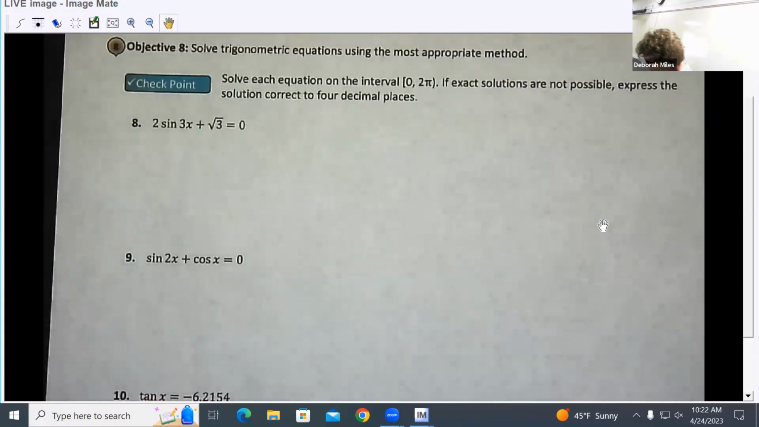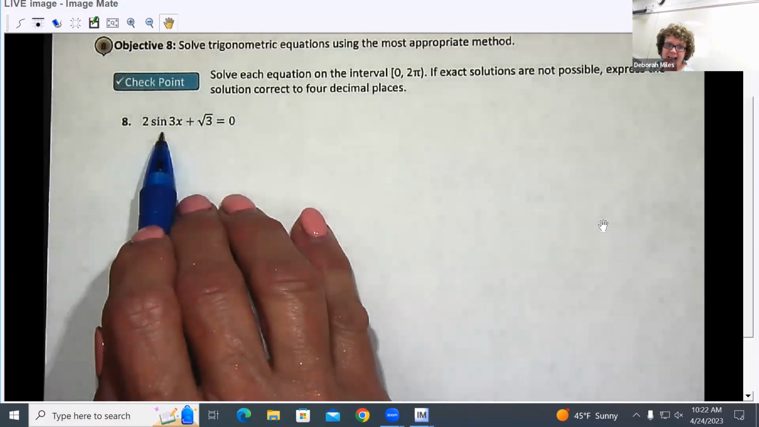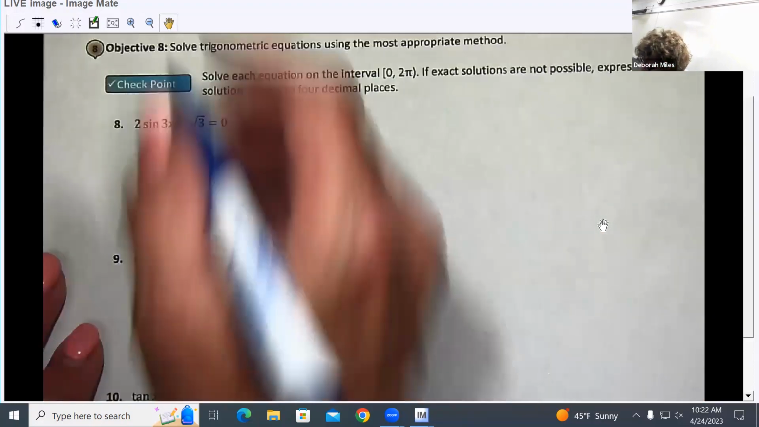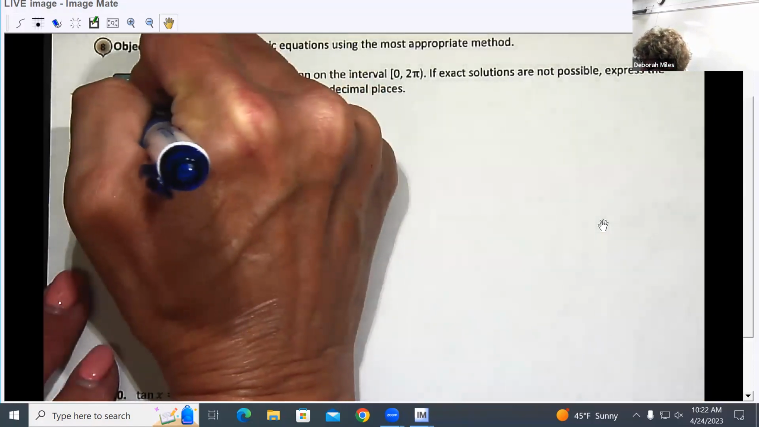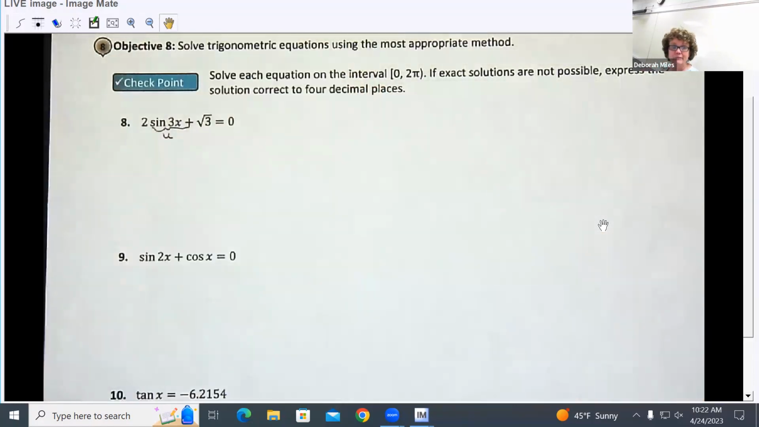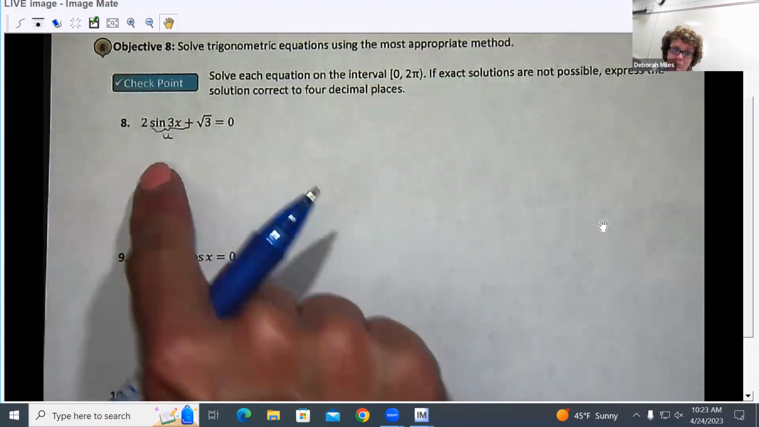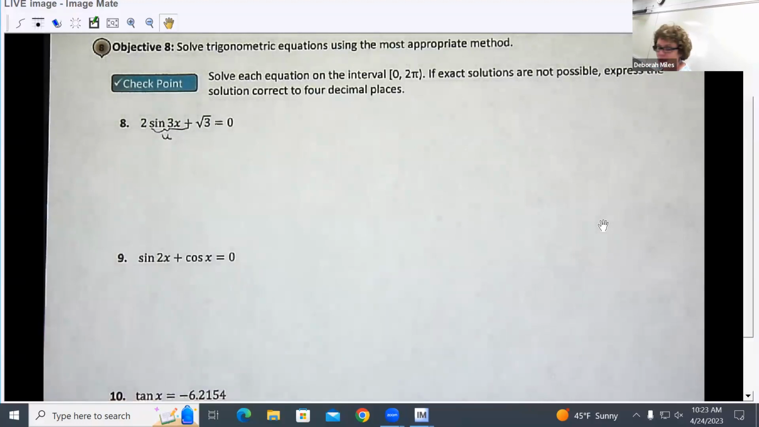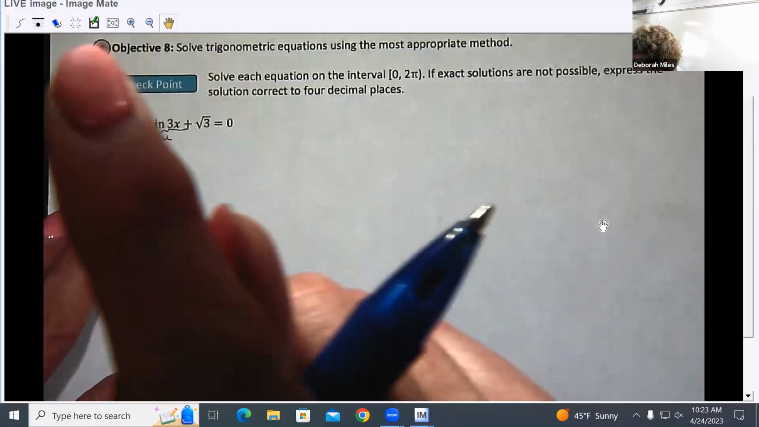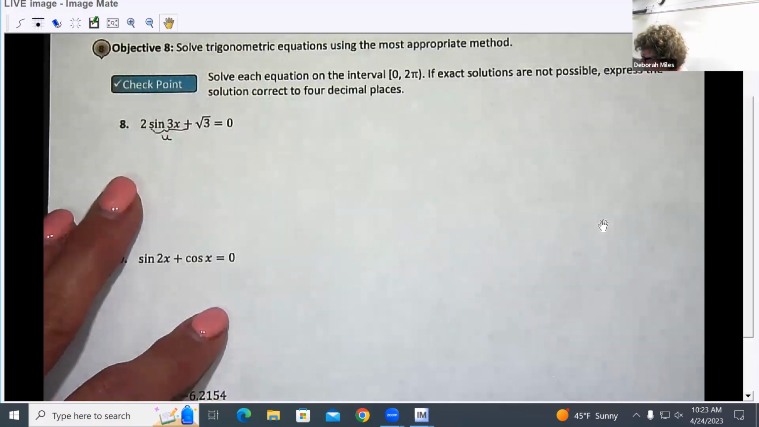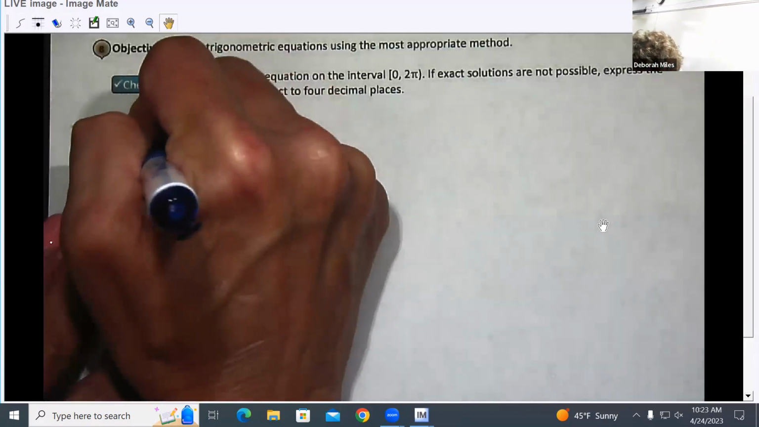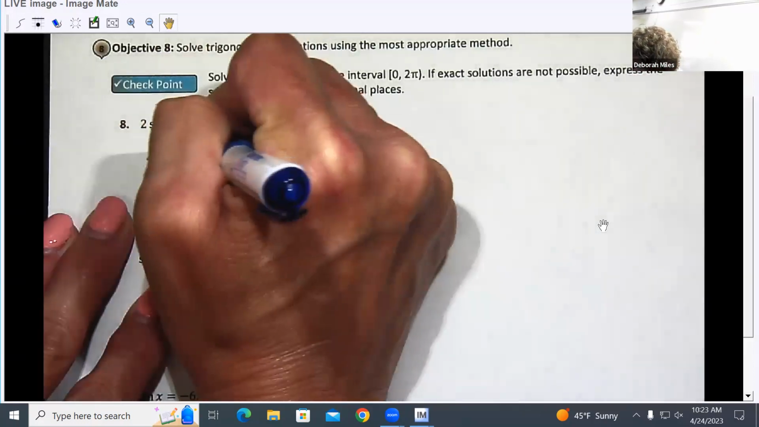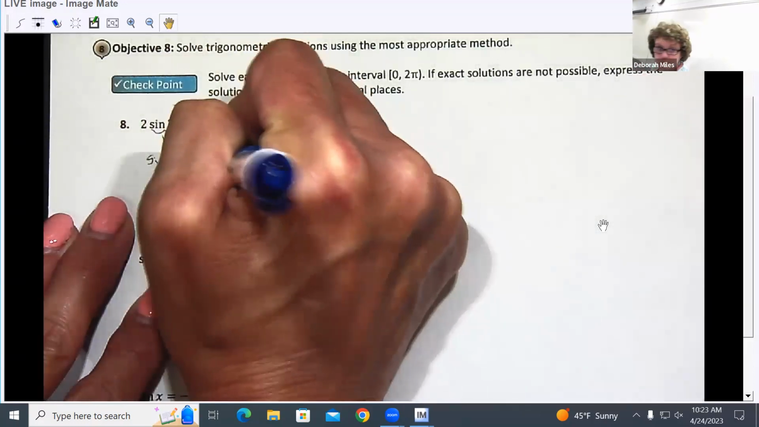So number 8. Two first things I notice about number 8 are that because it's first degree, I can treat this like a linear equation. I can treat that sine of 3x as some ugly, and I don't actually have to rewrite the problem with u in the place of sine 3x. I'm just keeping in my mind that that's the first thing I need to do, isolate that sine of 3x. So I'm going to subtract square root of 3 from both sides, divide both sides by 2, and I'll have sine of 3x equals negative square root of 3 over 2.